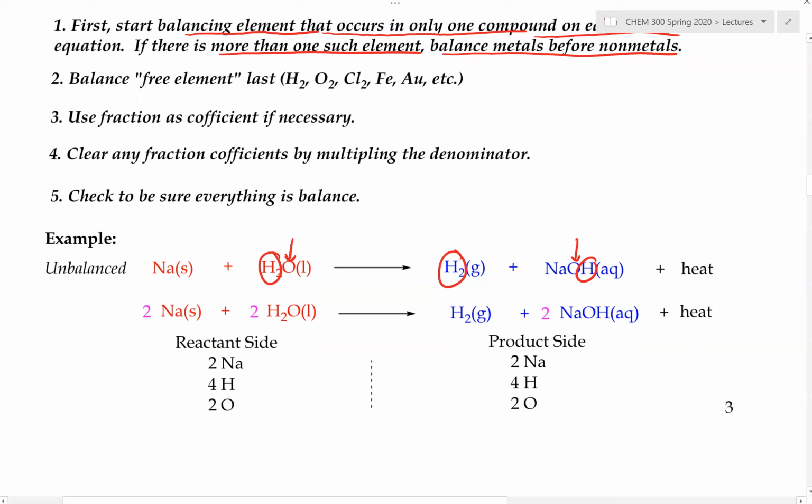And the second guideline: balance free elements last. So that is the type of element to balance last. Free elements are basically substances that exist by themselves, and in the chemical formula, there's only one type of element in them. For example, H2, O2, all of these diatomic elements would be classified as free elements. In addition to them, we also have metals, for example iron, gold, sodium, whatever that would be. That would be called a free element. Again, a free element is a substance in which there is only one type of element in its chemical formula.